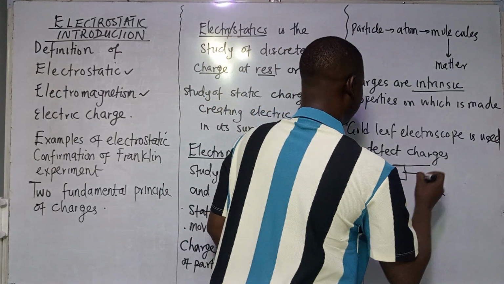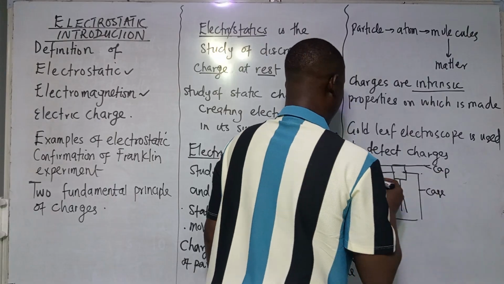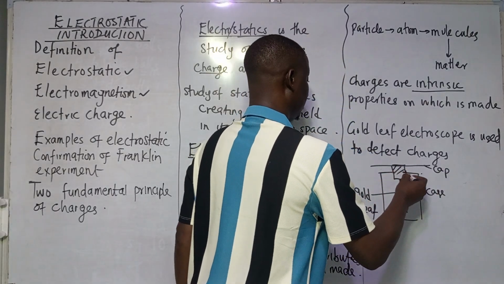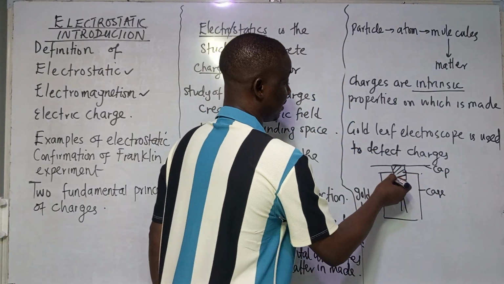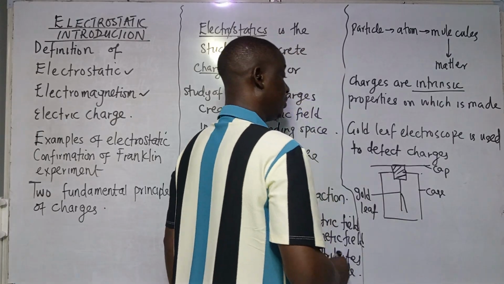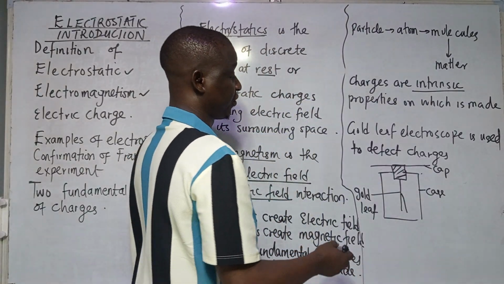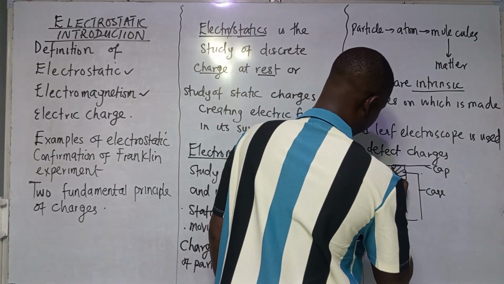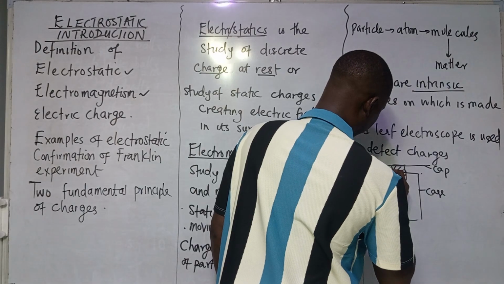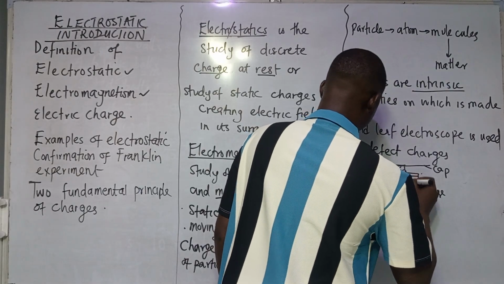There is a cap here where you place your charge. This is more or less like an insulator that is connected to the cap. So that is just that. It's just a rough sketch of how a gold leaf electroscope is.